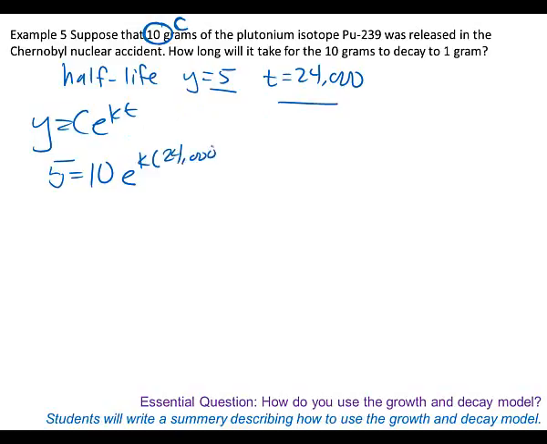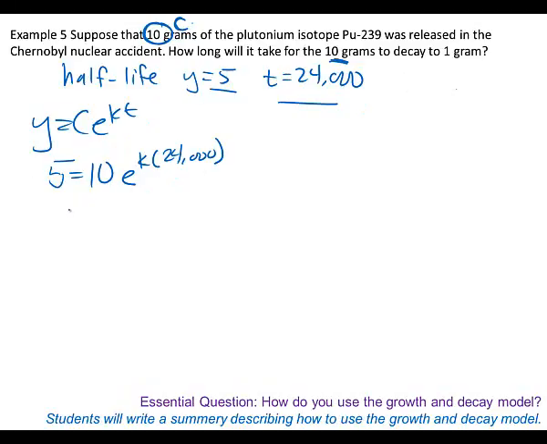Good. How do you know that's your initial value? How do we know this is the initial value? Because it said we started with 10 grams. Okay, and that was an initial. Suppose that 10 grams was released. That's an initial spot to start. And it also says 10 grams decay to 1, so it's kind of there again.